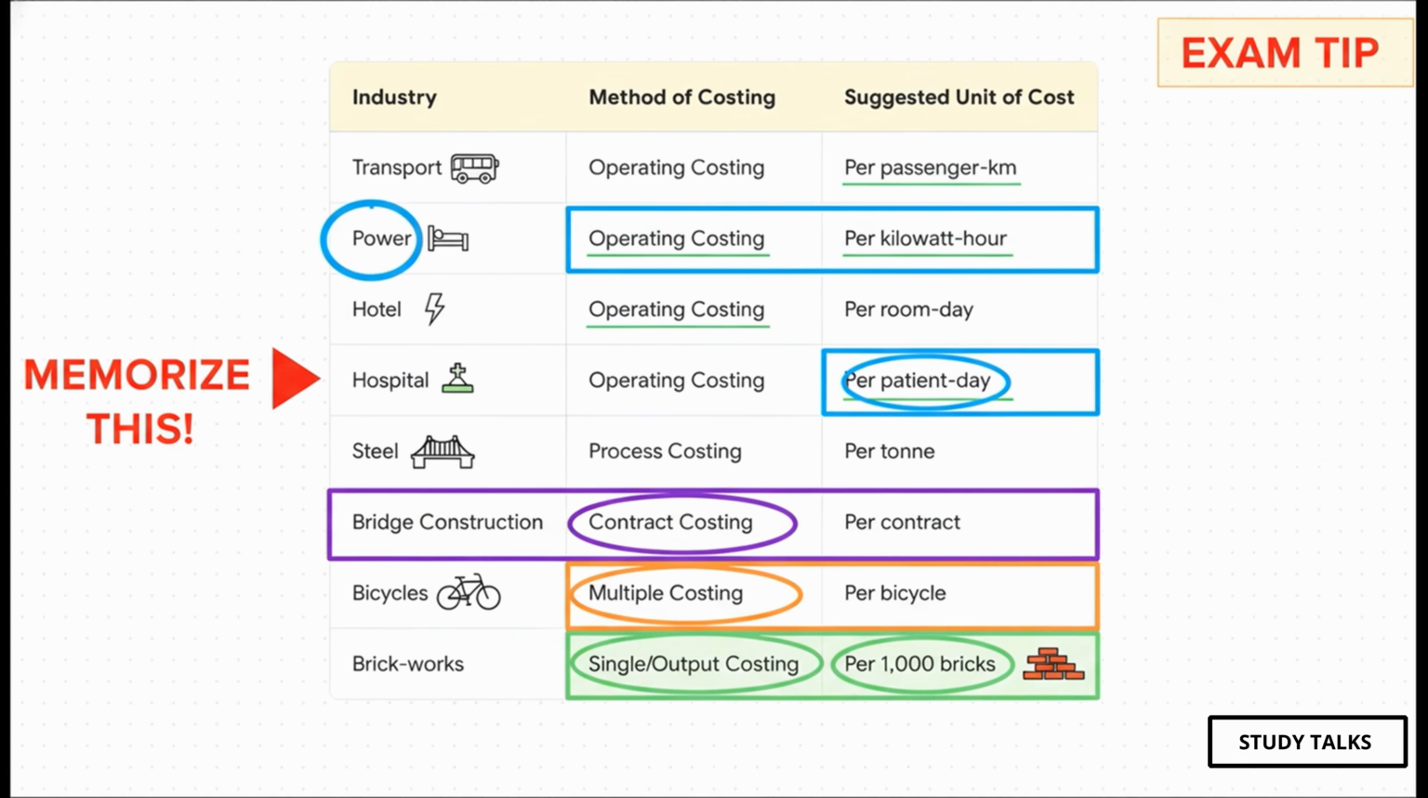For service businesses like transport, hotels, or hospitals, you use operating costing, with units like per room day. For something like a steel mill where production is continuous, that's process costing. A massive, one-off project like building a bridge, that's contract costing. For something complex with many parts like a bicycle, it's multiple costing. And for a simple, uniform product like bricks, it's single or output costing. You really just have to memorize this table.